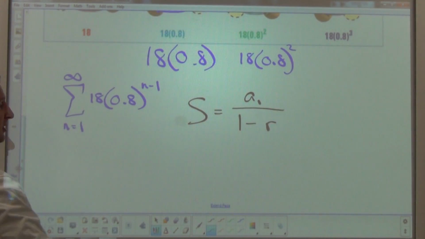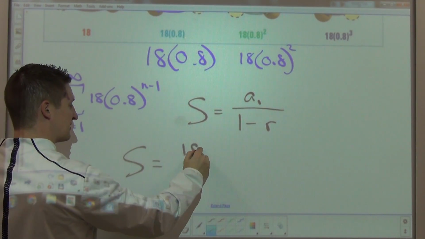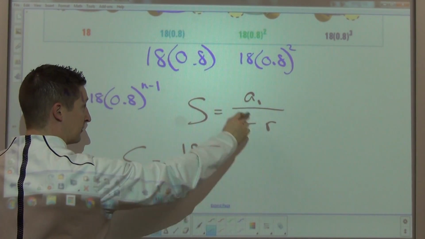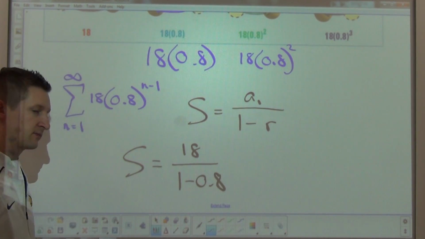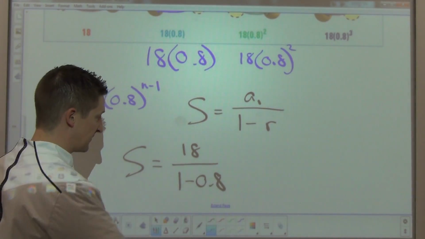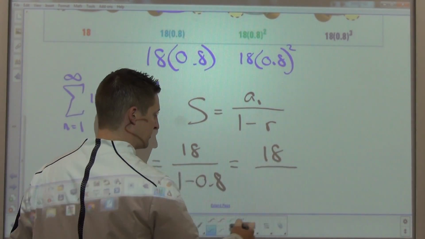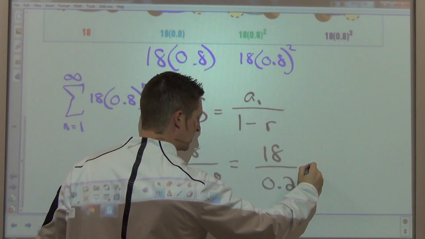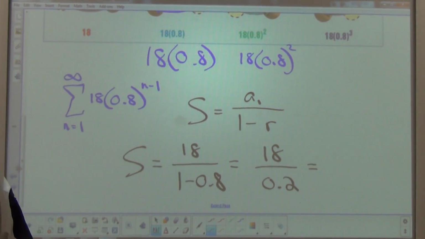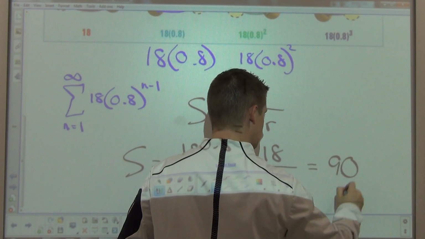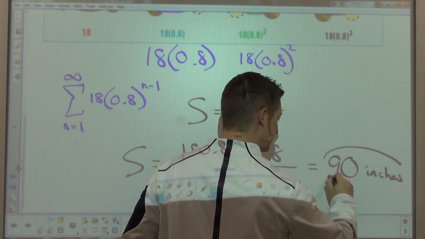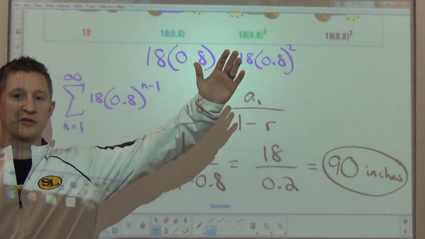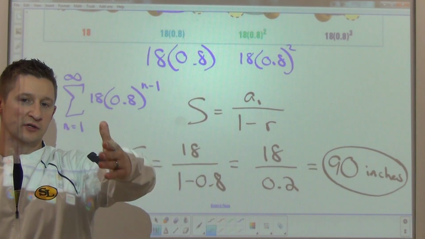Again, do I know these things and can I plug them in? Well, the first term was 18 because that's how far it traveled on the first swing. My common ratio is 0.8 because I'm going 80% of the distance. So 1 minus 0.8 goes here. The decimals may even be a little bit easier. So as I simplify this expression, 18 is going to be divided by 0.2. And when all is said and done, 18 divided by 0.2 is going to be 90. So 90, that's the total distance that it traveled, and it was in inches, so I'll go ahead and label it as such. 90 inches would be the total distance traveled by the pendulum as it swung back and forth until it was done.